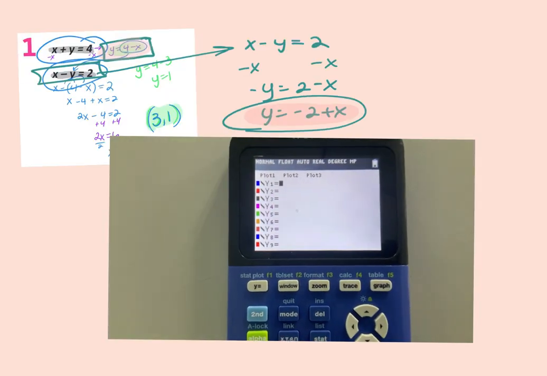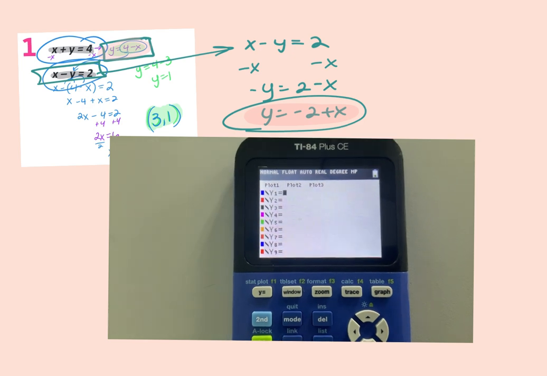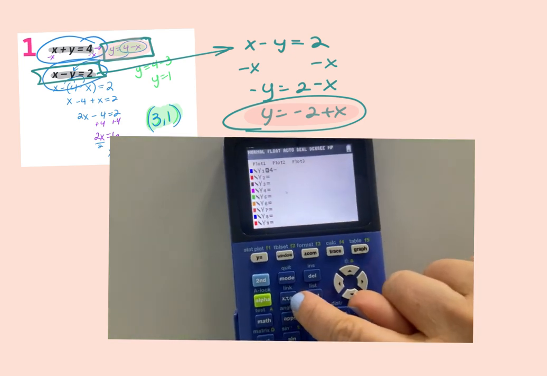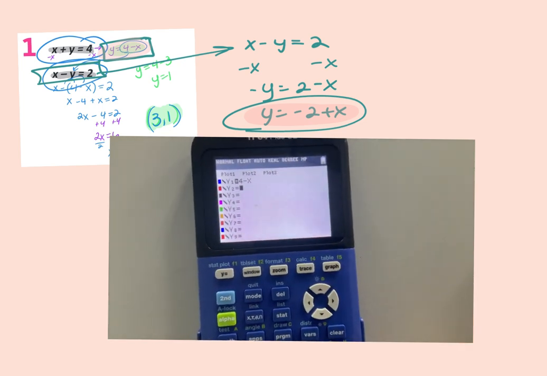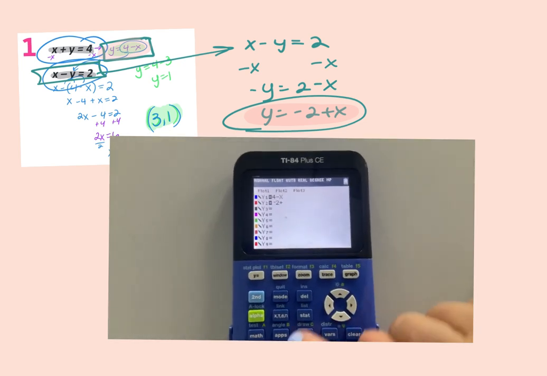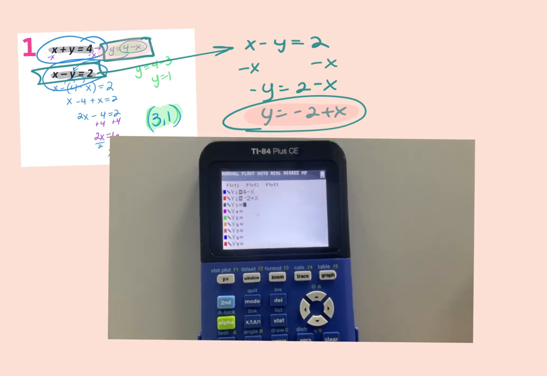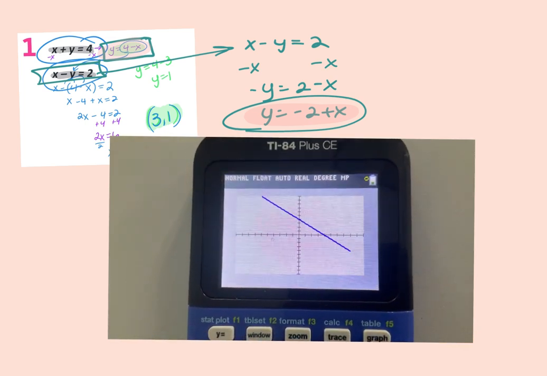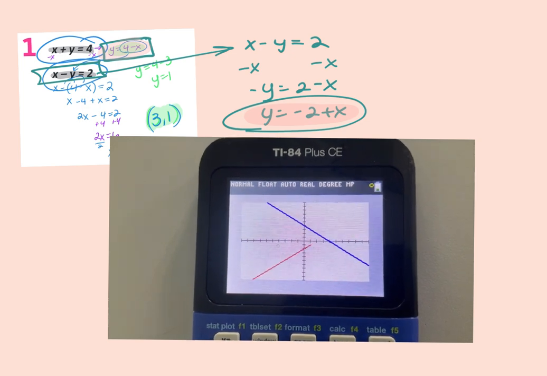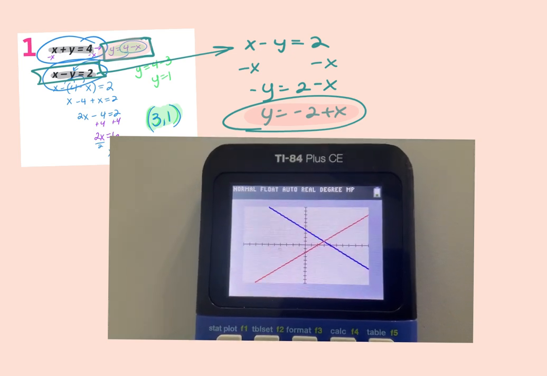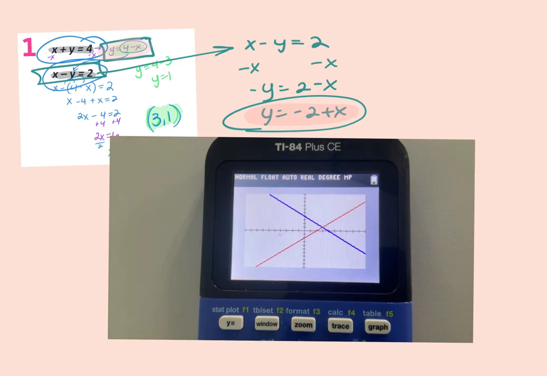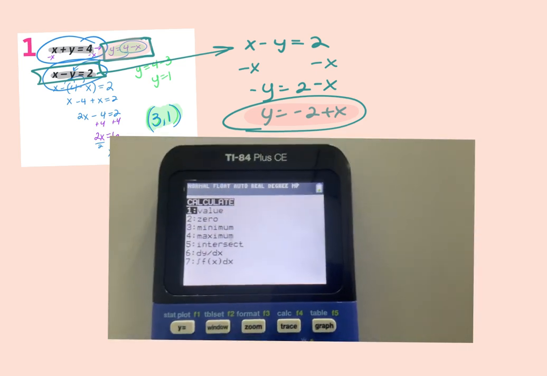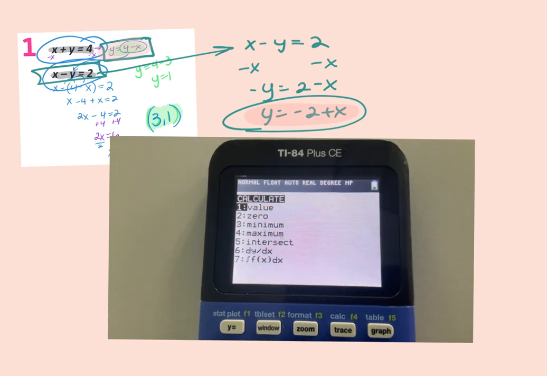Okay, so I went to the y equals, and I'm going to type in each of those. So y equals 4 minus, the x is this button, and then y equals negative 2 plus x. Enter, and then I hit graph, and it's going to graph those two lines. And then to find the intersection, I go second trace, and that goes to that calculate menu. And I want to go to 5 because that's intersect.